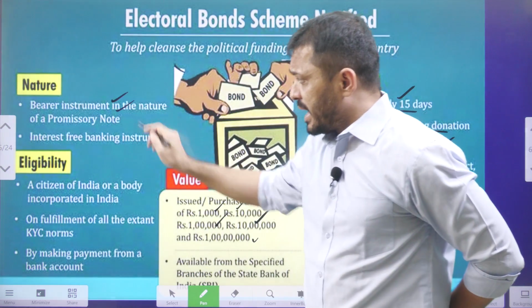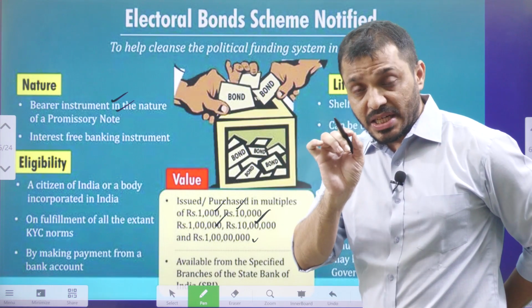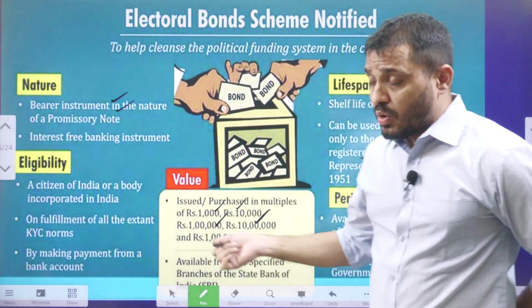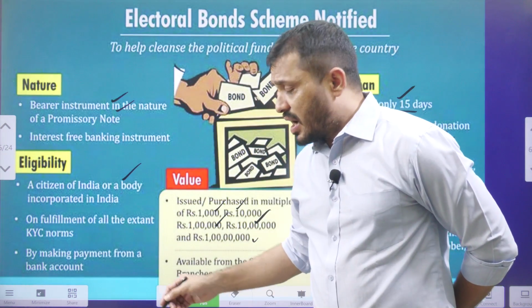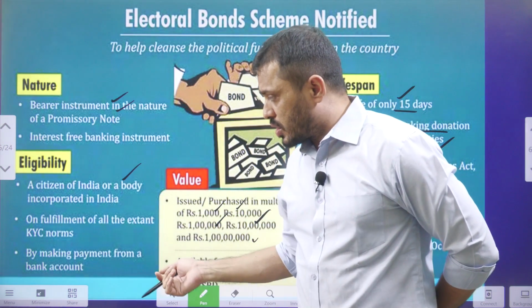And there is no name on the electoral bond also. It is a bearer instrument. If a financial instrument does not contain the name of the buyer, it is known as a bearer instrument. Who are eligible? A citizen of India or any body, like any corporation, is eligible to buy the electoral bonds.